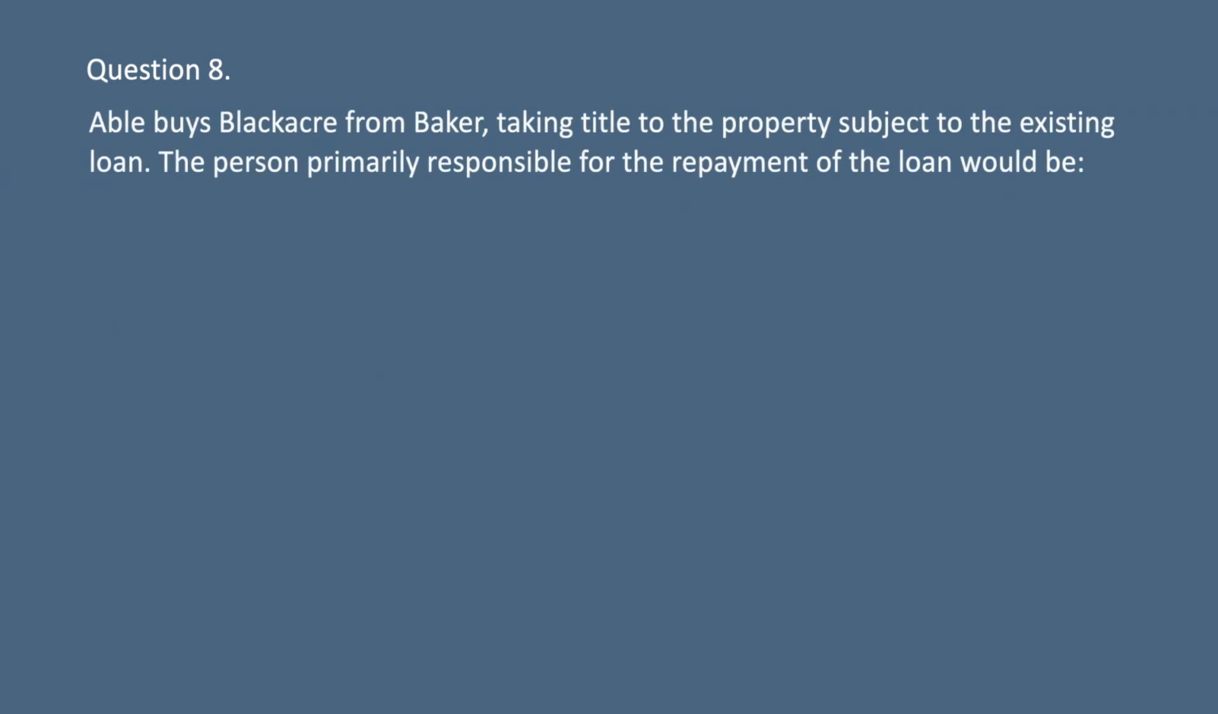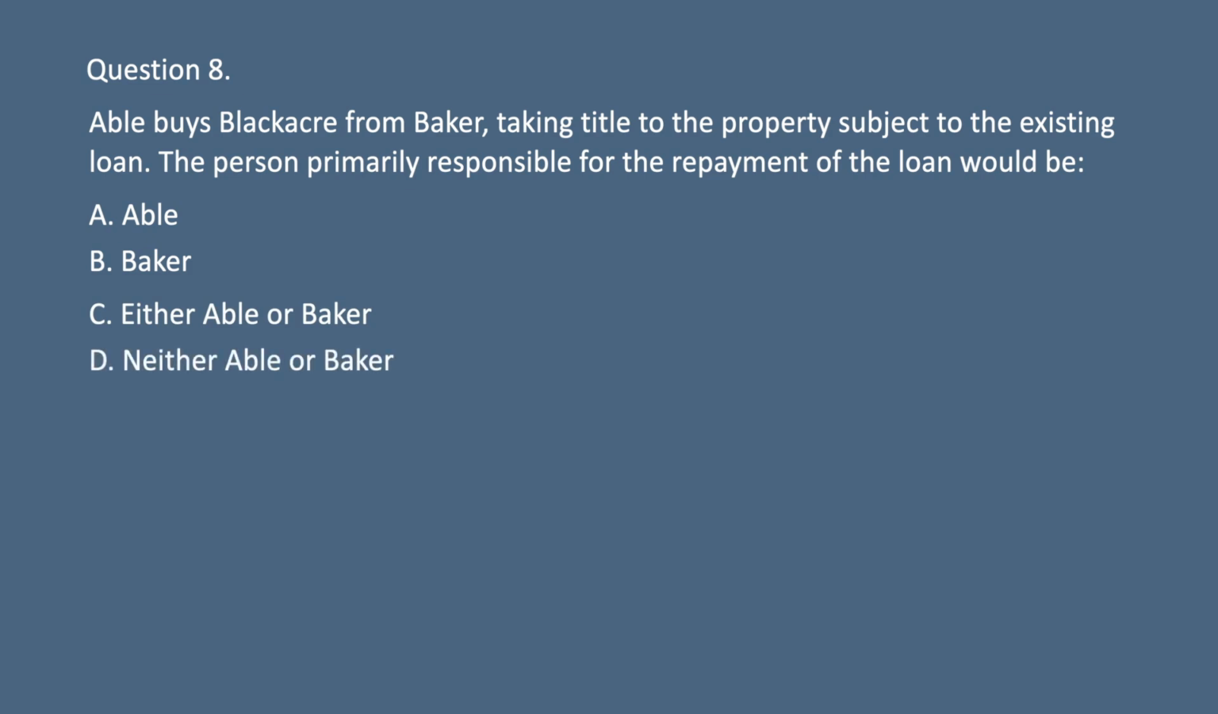Question 8. Abel buys Blackacre from Baker, taking title to the property subject to the existing loan. The person primarily responsible for the repayment of the loan would be: A. Abel. B. Baker. C. Either Abel or Baker. D. Neither Abel nor Baker.